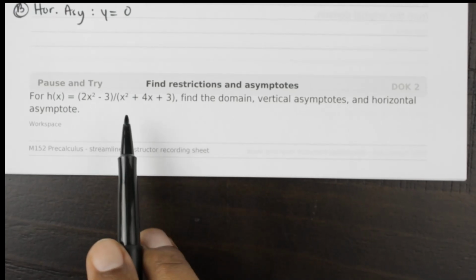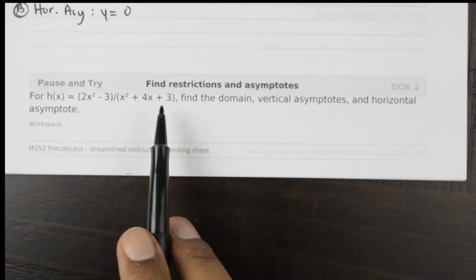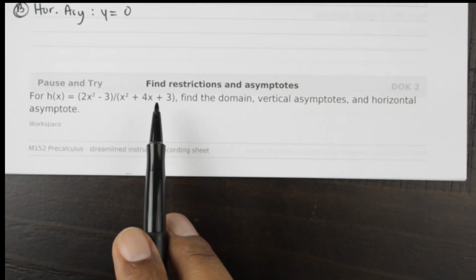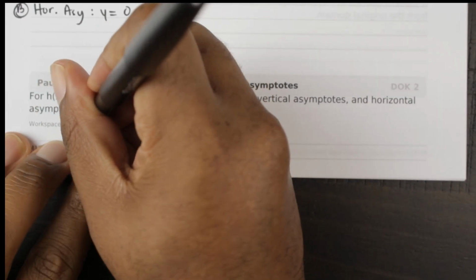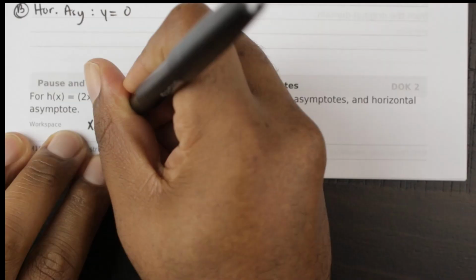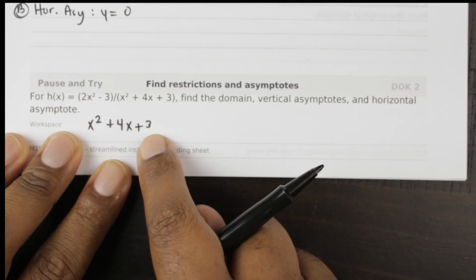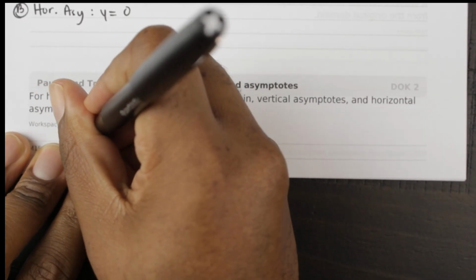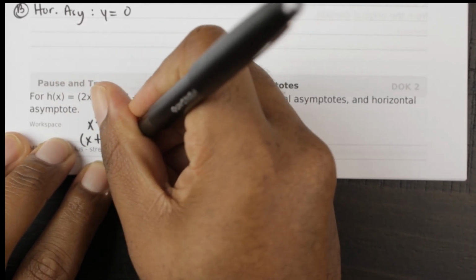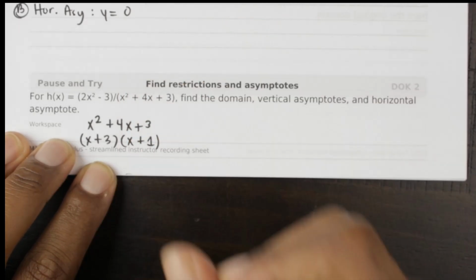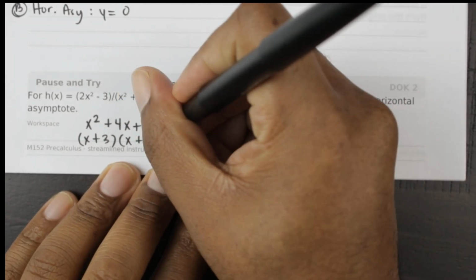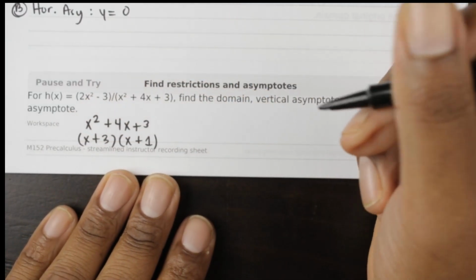So we have this expression here, 2x squared minus 3 divided by x squared plus 4x plus 3. So the denominator is x squared plus 4x plus 3. We need to factor that. So remember, we need to think of a number that multiplies to give us 3 and adds up to give us this: plus 3, plus 1.